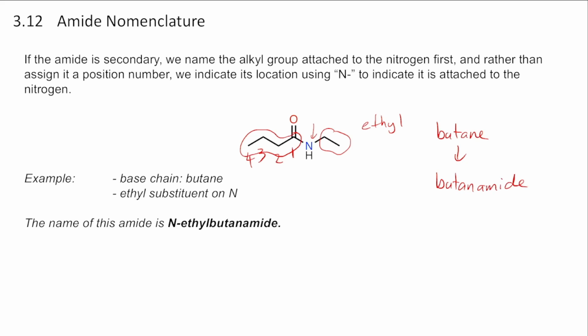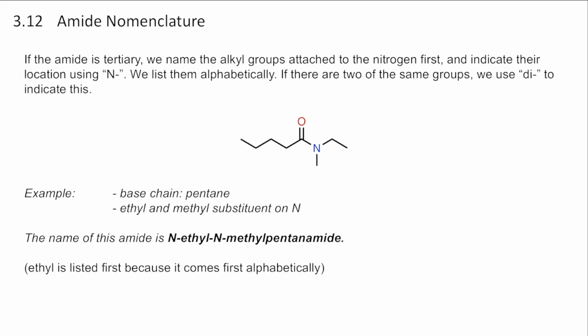We have an ethyl attached, and we have to indicate the position of the ethyl, but it's not along that carbon chain somewhere, so we're not going to give it a number. Instead, it's attached to the nitrogen, so we call it an N-ethyl. That means there's an ethyl on the nitrogen of what otherwise would have been called butanamide. So N-ethyl butanamide is the name for that one.